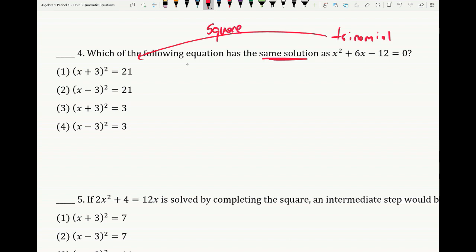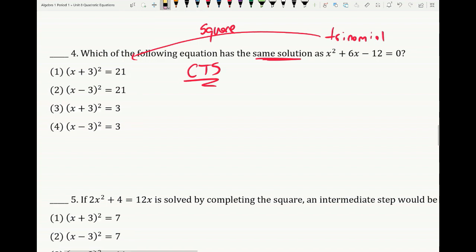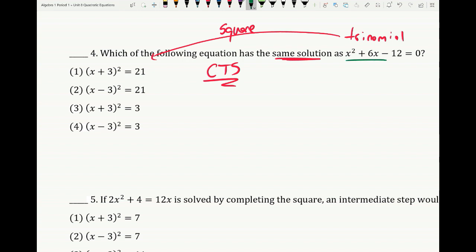Well, let's think about it. They're not explicitly telling us what to do here, but I'm starting with a trinomial and turning it into a square. Guess what process that is? We need to complete the square. So they're not telling us to complete the square, but they're hinting at us by giving us answers that look like this. The way that you get answers that look like that is by completing the square. So let's do it. Let's complete the square over here.